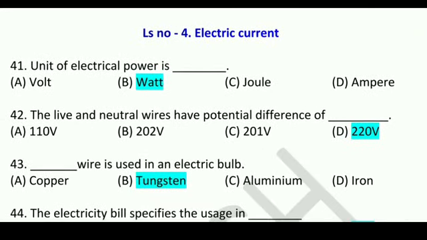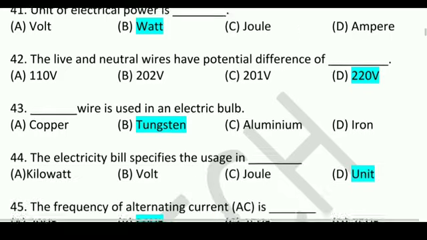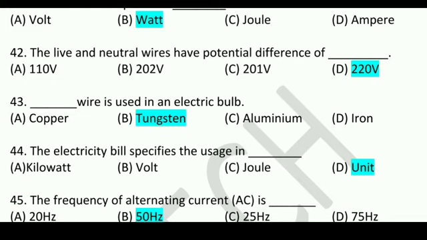Moving to the next lesson, lesson number 4, electric current. Unit of electrical power is dash. Is it volt, watt, joule or ampere? Yes, the correct answer is watt. The live and neutral wires have a potential difference of dash. Answer is 220 volts.